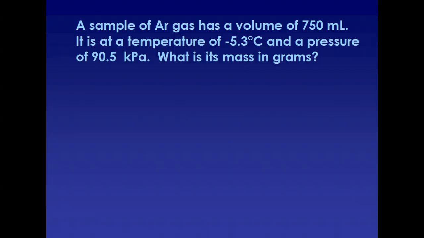This sample of argon gas has a volume of 750 milliliters. It's at a temperature of negative 5.3 degrees Celsius and a pressure of 90.5 kPa. We want to know what its mass is. To find mass, we need to find a quantity we can calculate and then convert into grams, which is what we can measure, and that would be the moles.